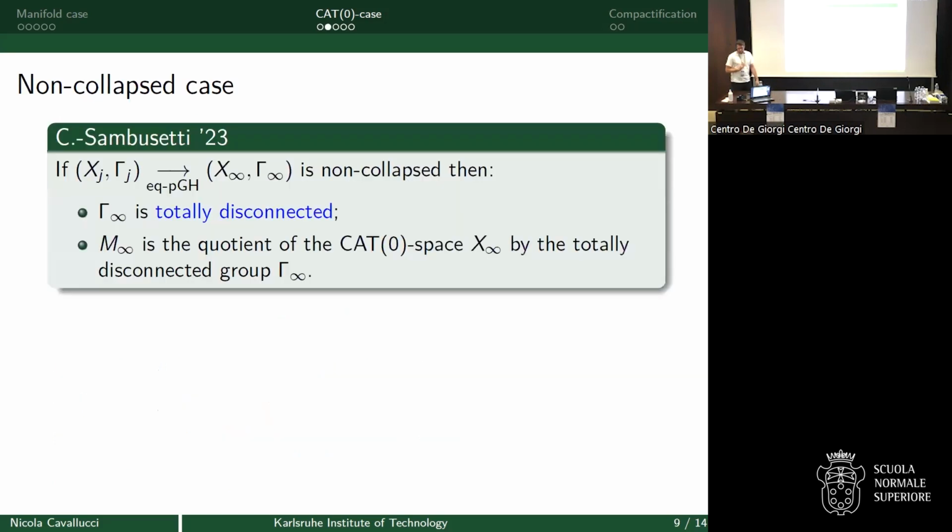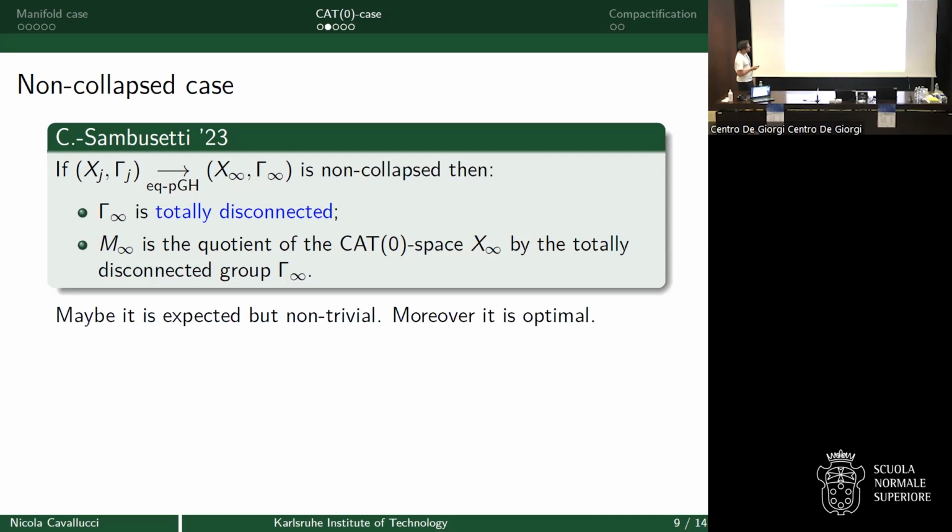Now, there are differences, but still we can control what happens. In the non-collapsed case, as before, the injectivity radius of the quotient is not going to 0. In that case, the limit group, gamma infinity, is no more discrete. Before it was discrete in the manifold case, now it's just totally disconnected. And so we can say that the quotient is actually the quotient of the CAT(0) space with all the nice properties I said before, by this totally disconnected group.